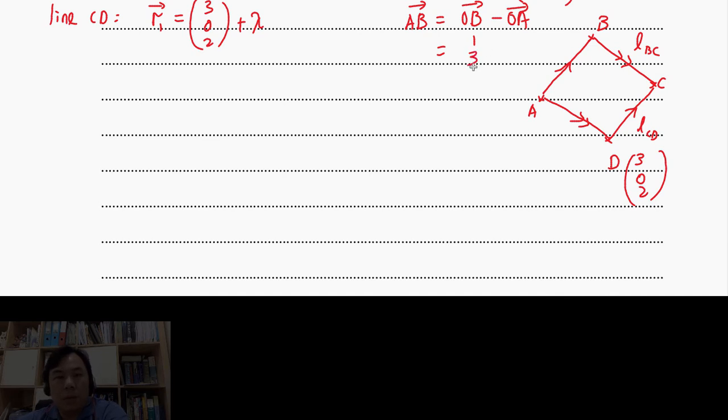So it's a positive 3, and then there's a 2, 3, 1, 2, 1. Okay, that's a nice number there. So therefore, it has this direction here. All right, that's my first line, CD.